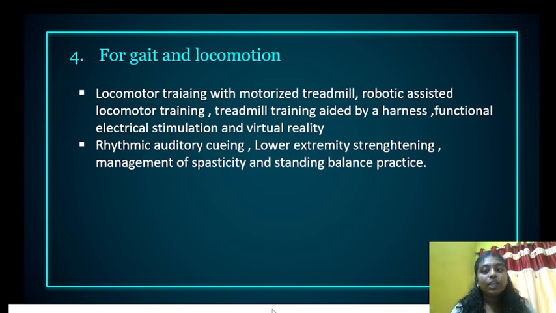Rhythmic auditory cueing, lower extremity strengthening. Lower extremity strengthening is very important, as well as management of spasticity, which is very important for gait as well as locomotion. Also, while gait training, the therapist should be standing by the side, because fall risk is very high. So standing by the side to support the patient if the patient falls.